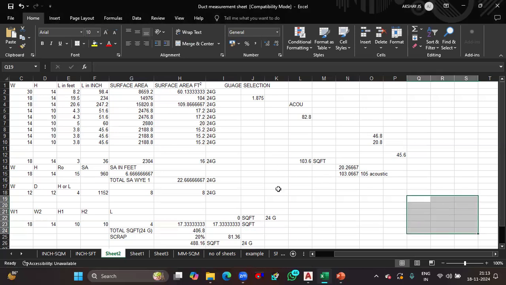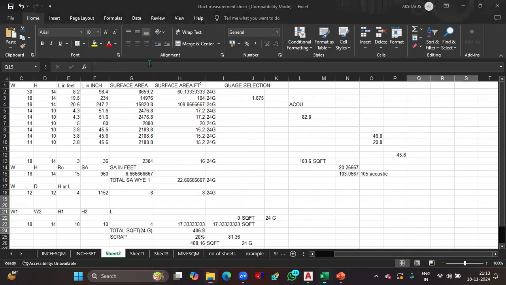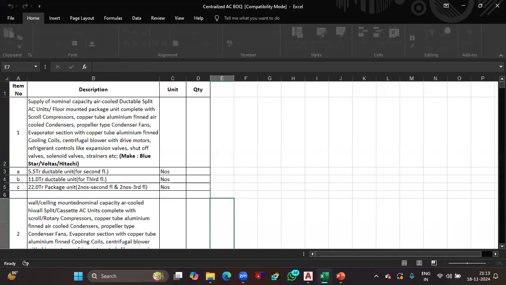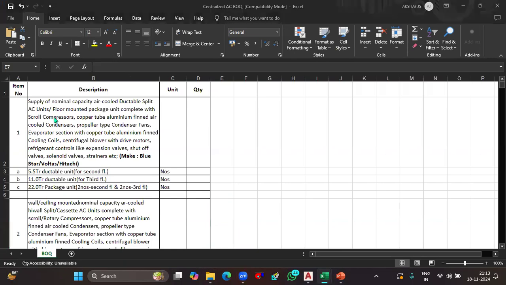Okay, now, this is all about the duct sheet metal quantity survey. Now I would like to show the BOQ preparation and how a BOQ should look. Here you can see this is how a typical BOQ should look. So this is the basic concept of bill preparation.